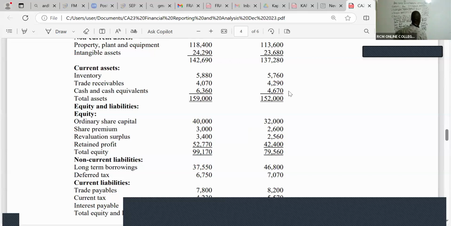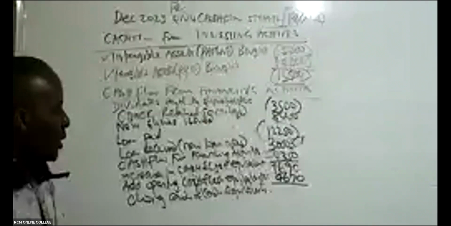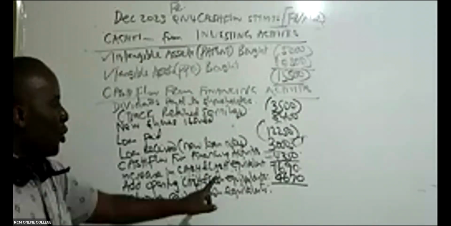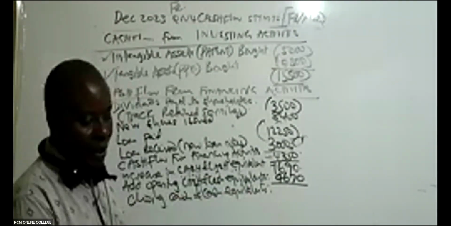So can somebody in this case here add for me this figure? And when you add, then you should be able to get closing cash and cash equivalents. Can somebody give me this closing cash and cash equivalents? So you take this increase plus the opening, so you're getting 6360.